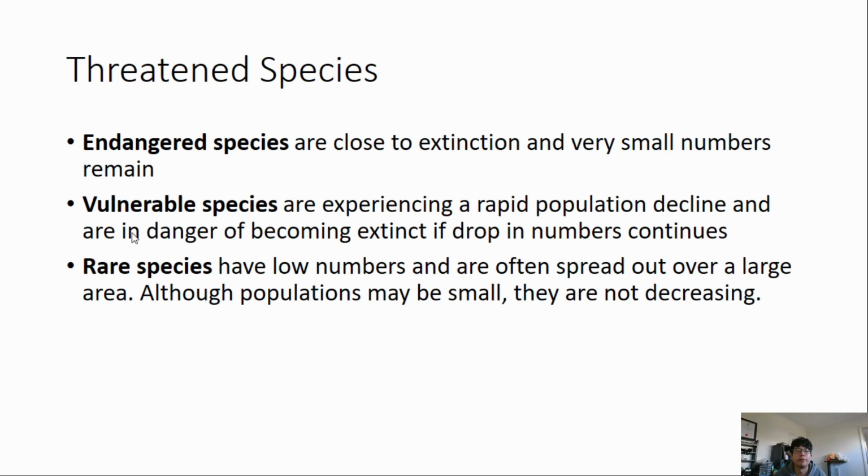So just going through the definitions of each of these, endangered species are species close to extinction and very small numbers remain. Vulnerable species are experiencing a rapid population decline and are in danger of becoming extinct if the drop in numbers continues. And rare species have low numbers and are often spread out over a large area. Although populations may be small, they are not decreasing. So we have the worst up the top here.